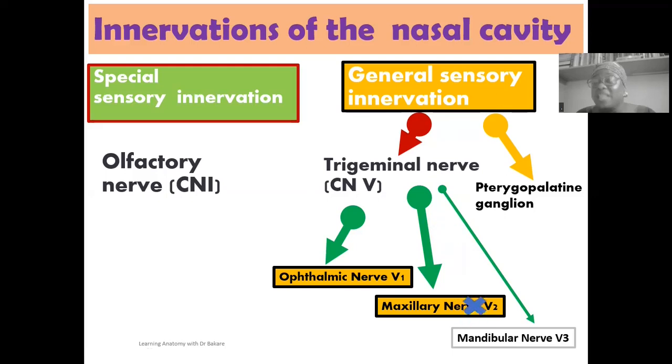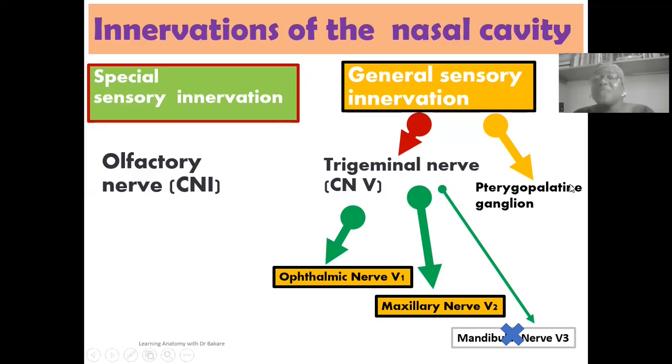Just for us to know, in case we are asked during examination, the mandibular branch of the trigeminal nerve is not involved in innervating the nasal cavity. The only branches that are seen to innervate the nasal cavity are branches from both the ophthalmic and the maxillary nerve. So we should note this, that it is just the ophthalmic and the maxillary nerve that provide the innervation of the nasal cavity, while the mandibular nerve is not involved.